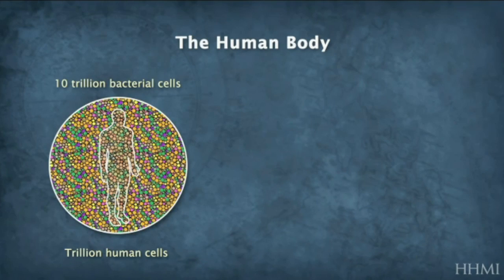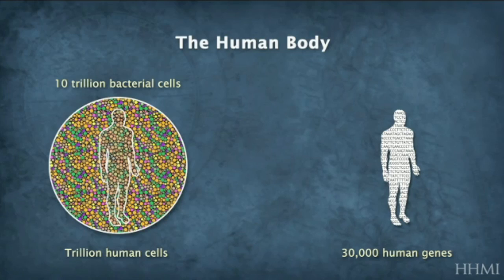Well, it turns out at any time of your life, you have 10 times more bacterial cells than human cells. So you have 10 trillion bacterial cells in you or on you every moment of your life. So the truth is you're only 10% human, you're 90% bacterial.